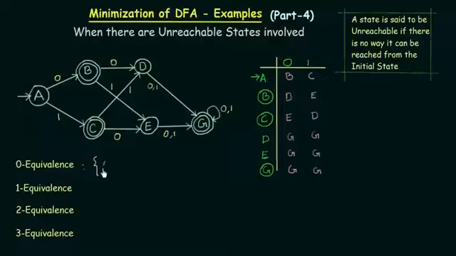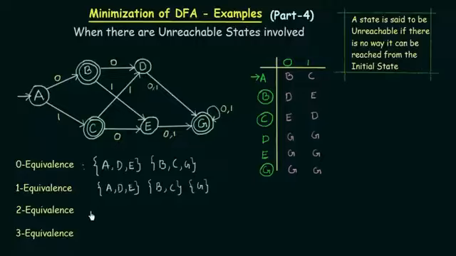Here, what are my non-final states? They are A, D, and E. And what are my final states? My final states are B, C, and G. That is how we write the zero equivalence. And one equivalence, I'm not going to solve step by step because I've already explained it in the previous lectures. If you solve it, you will find that in one equivalence, states A, D, and E are one equivalent to each other, states B and C are one equivalent to each other, and G is not one equivalent to any of the states.